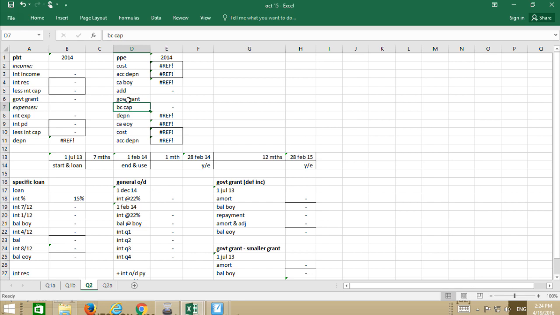Then I'm going to have additions, 15 million, I think it is. Then I'm going to have a government grant, I'm not sure how much. And I'm going to have the borrowing costs that I've capitalized. And then I'm going to depreciate for 2 months the assets ready for use from October.